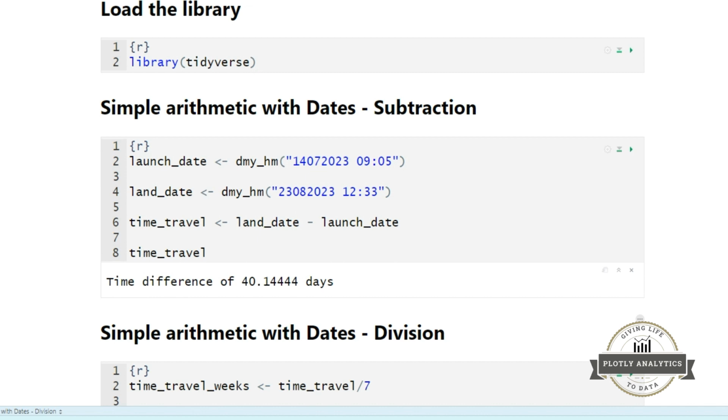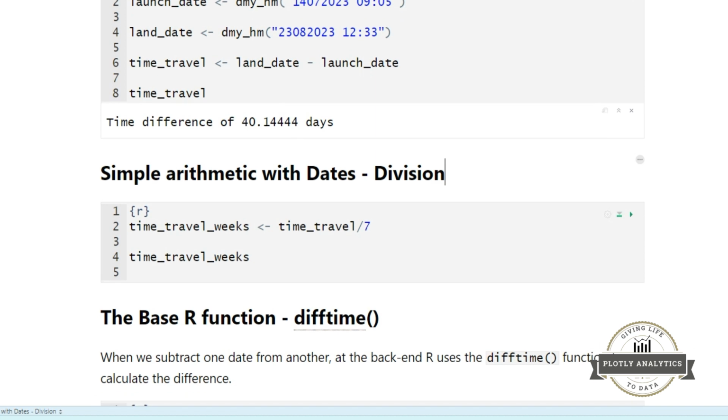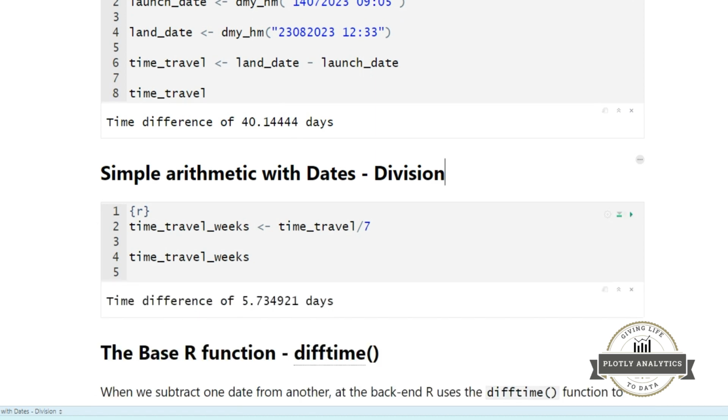Now if we divide this 40 days by 7, we will get the number of weeks. So let's do that. Now I'm going to divide it by 7 and the answer that I am getting here is 5.73 days. So it took nearly 6 weeks for the spacecraft to reach the moon. Now if you see the answer, you will get confused. The answer is displayed in days instead of in weeks. So can we correct this unit of time?